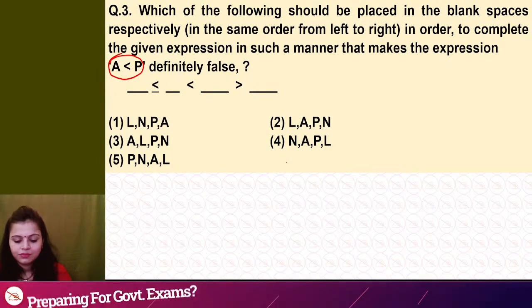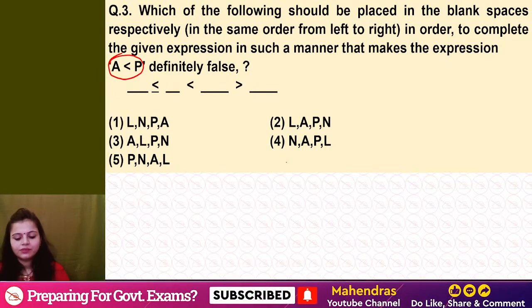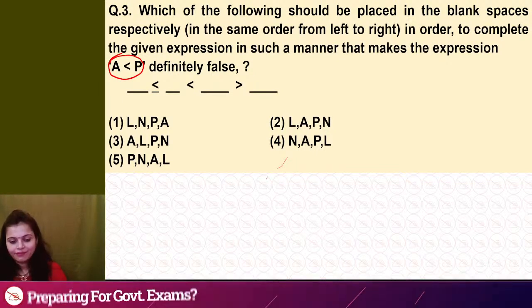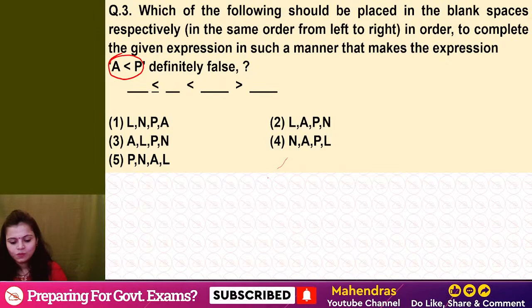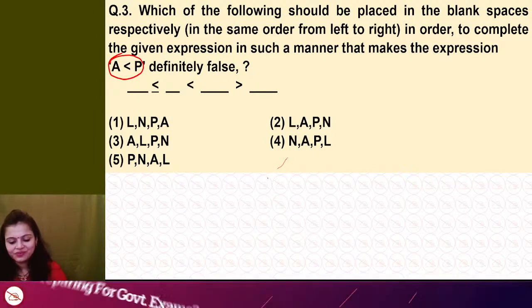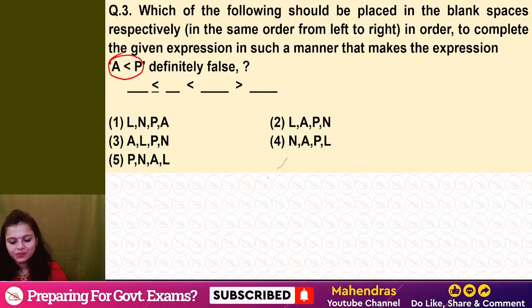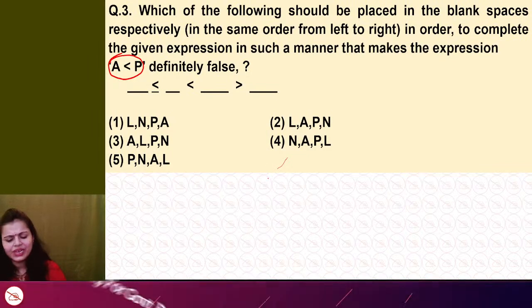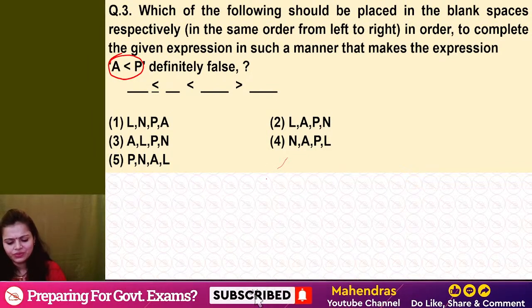Which one? Option 5. You're not getting it? Which point? Or you can see the repeated session. Don't worry. You'll get the recorded form also.